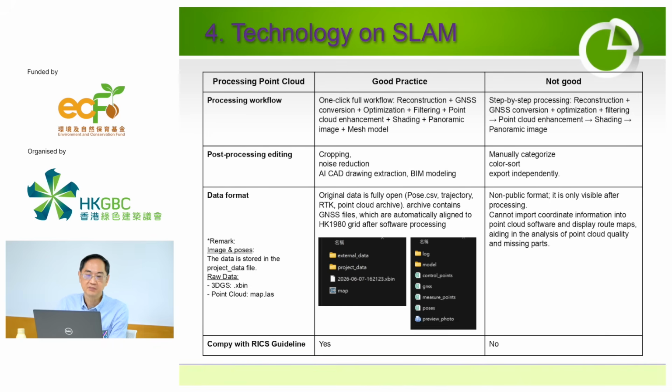So let's talk about good practice. If your SLAM equipment can have a one-click full workflow, I prefer that, to do the reconstruction, GNSS conversion, optimization, filtering, point cloud enhancement, shading, panoramic images and mesh model. Not step by step, because then it wastes your time and preview is not possible. Then post-processing editing allows us to crop and reduce noise, and normally the software will have AI to help us do extraction or BIM modeling. For the data format, for example this one, you will see it has the output of .xBIM.